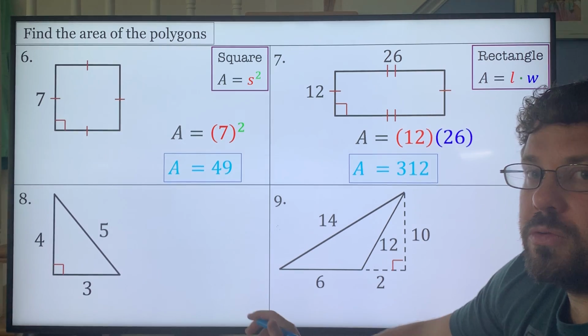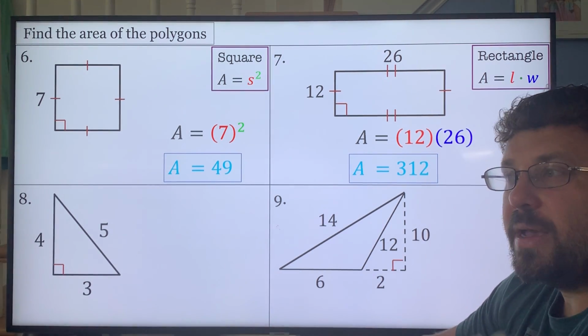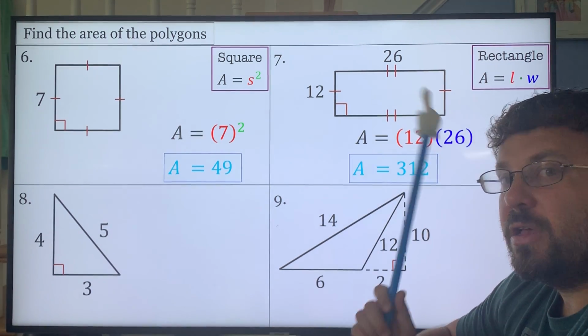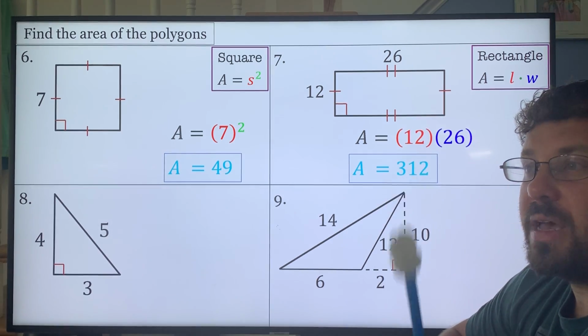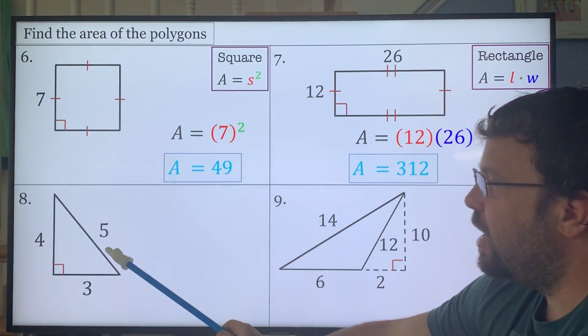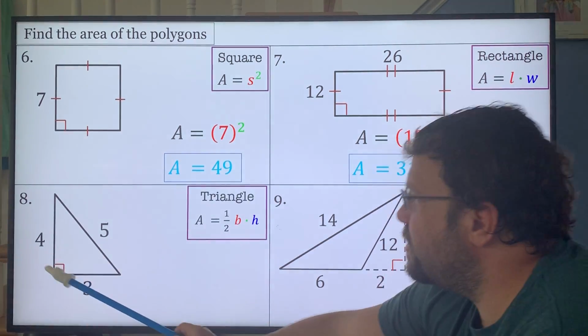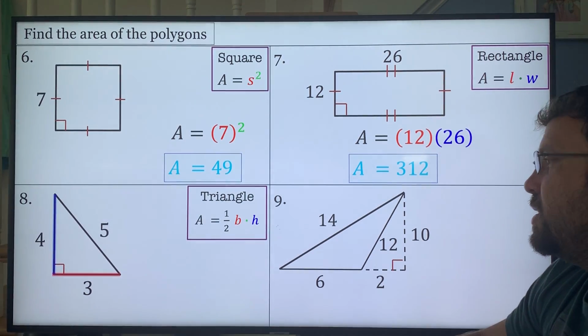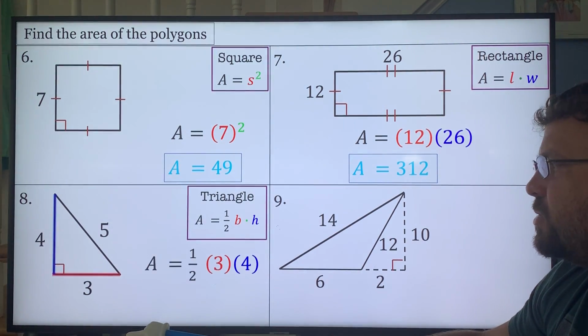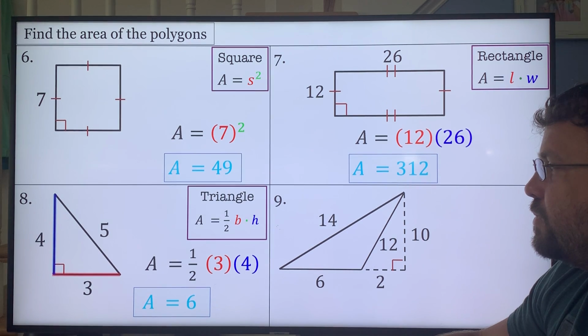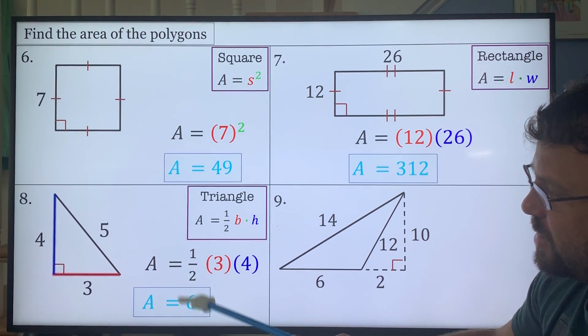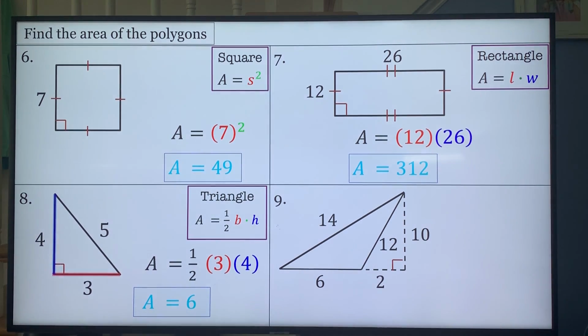Triangle. Ooh, you have to establish your base and your height. Base and height has to be a right triangle, and it's pretty much you multiply the 2 things that are not your hypotenuse. Hypotenuse is 5, so we don't multiply that. You do 4 times 3, which is, what's 4 times 3? 12. No, half of 12, which is 6. All right, don't forget the half.